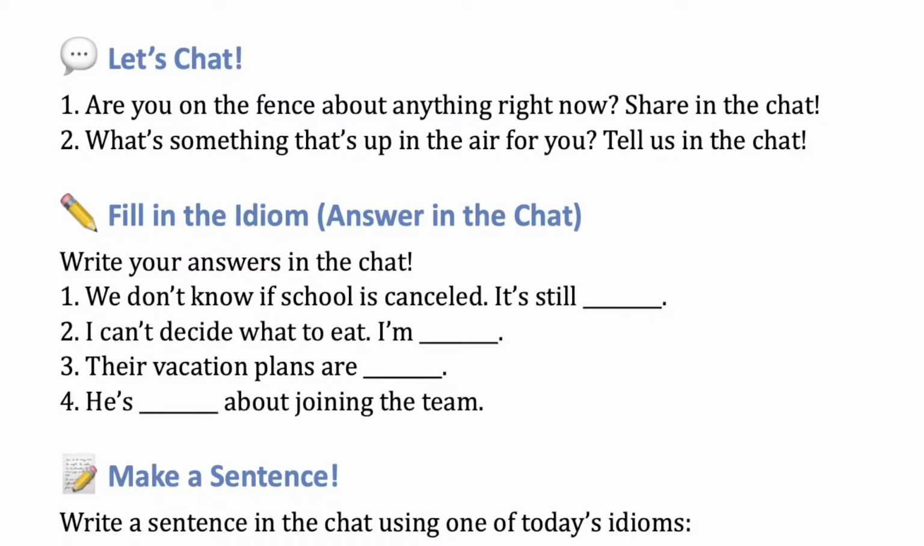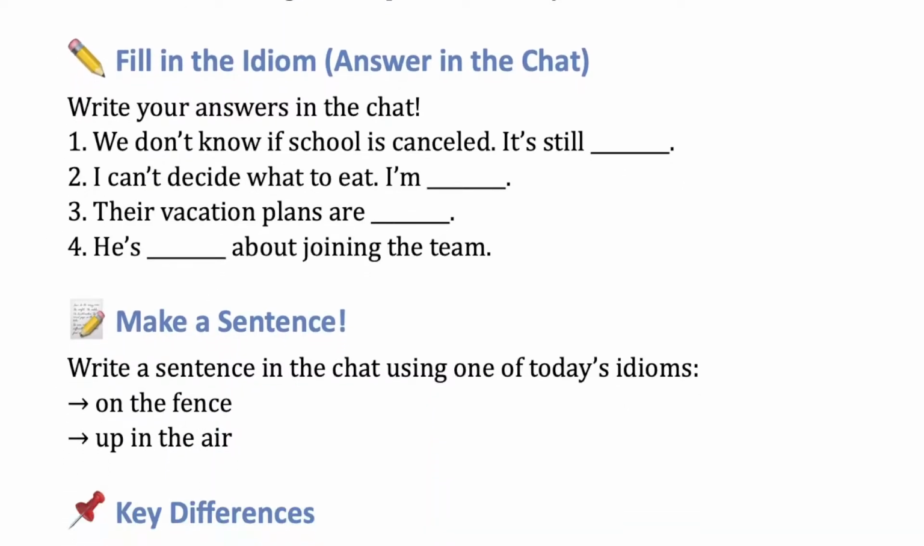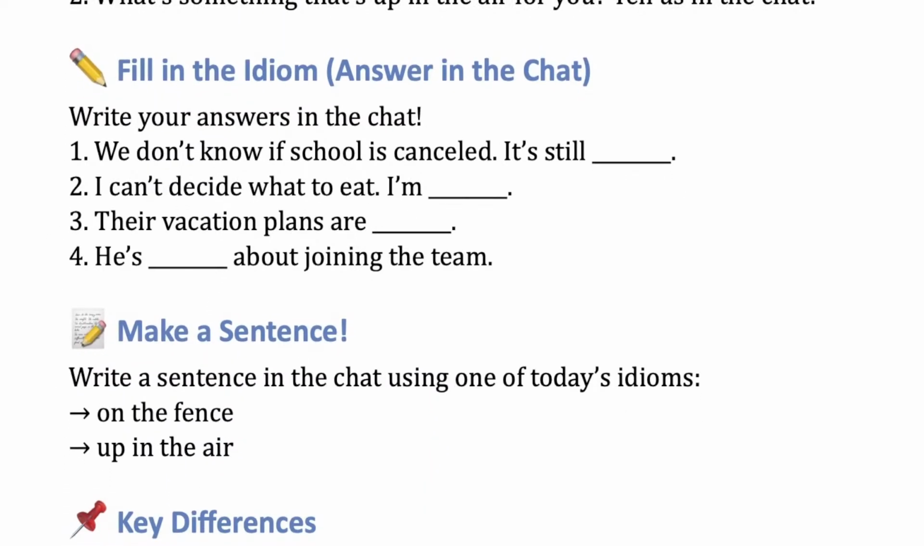Yes, Helga, he's on the fence about joining the team. So on the fence, personal choice, right? He can join or he doesn't have to join. It's his choice. So he's on the fence about joining the team. Okay, good, good, good. Let's go. Let's make some sentences.